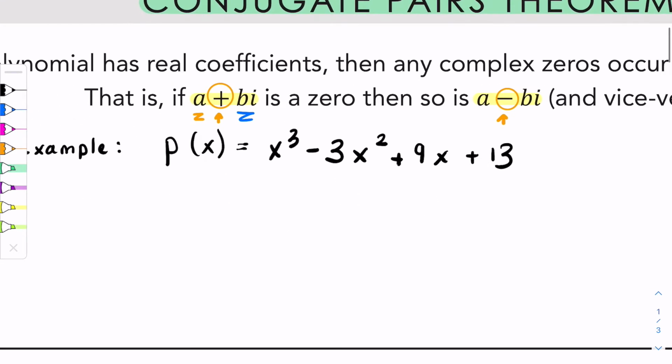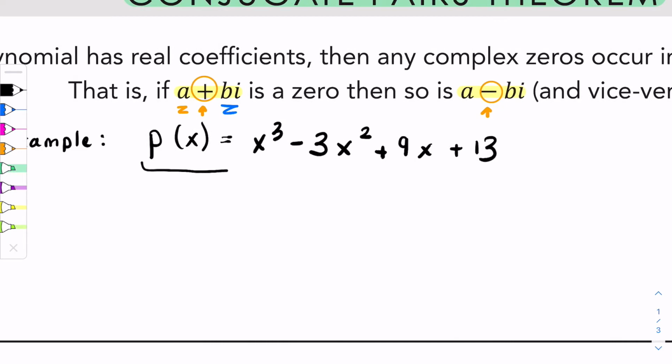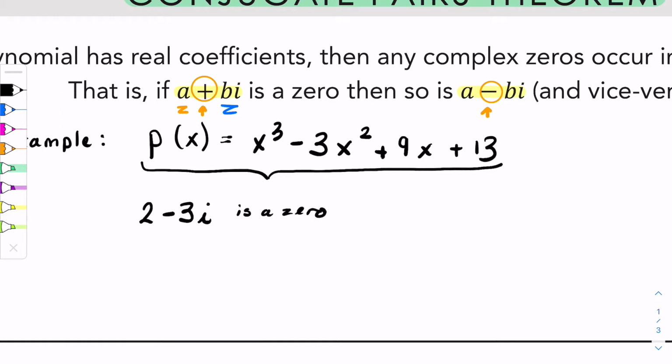So if we use this example that I wrote here, I'm going to tell you that 2 minus 3i is a 0. So we already know that, and I see that the sign here is subtraction. So if this is the case, then we also know that 2 plus 3i is a 0. Those are conjugates of each other.